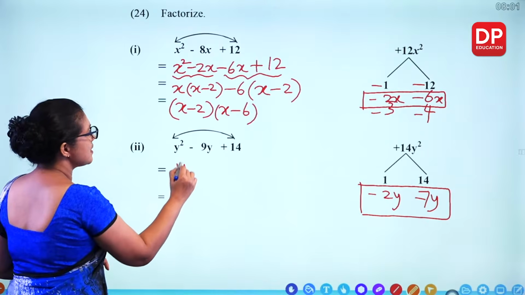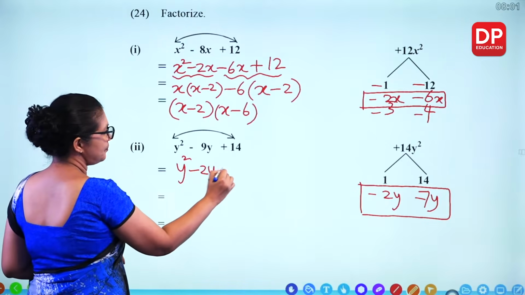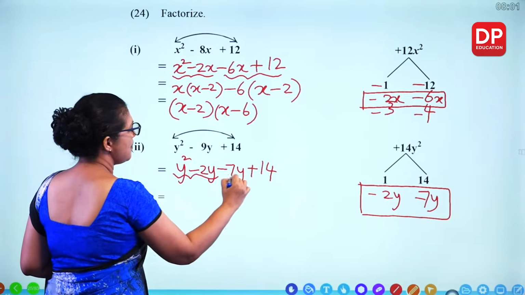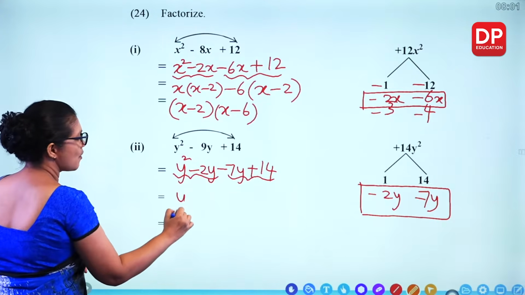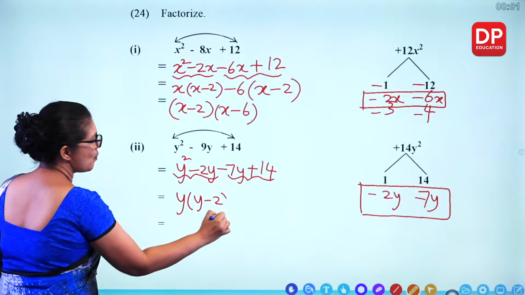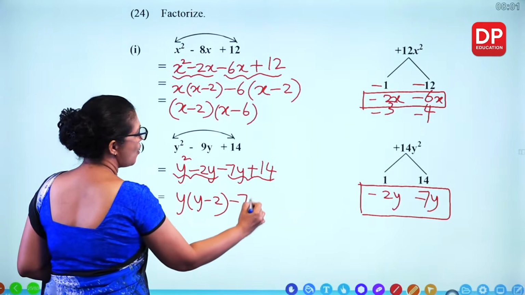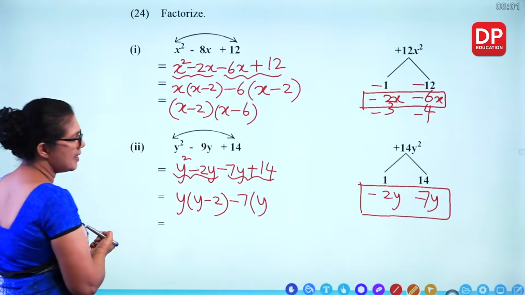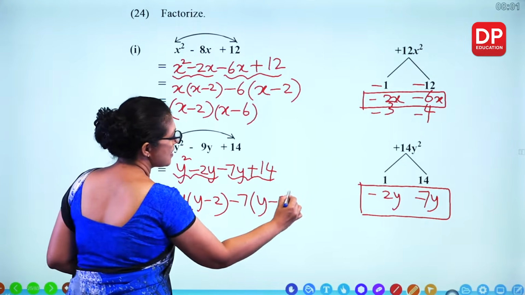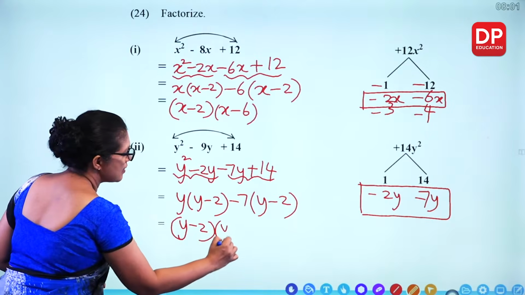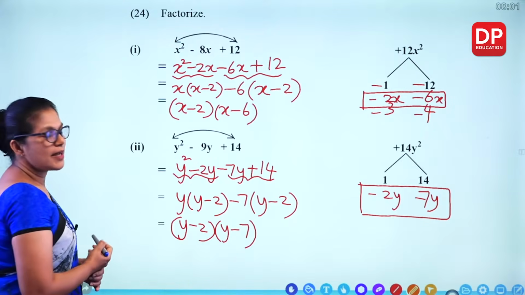Now split the middle term. Take 2 at a time and factorize. Take y out, the remaining part is y minus 2. Here we have to take minus 7 out to get positive y here. Then this becomes minus 2. So y minus 2 and y minus 7.